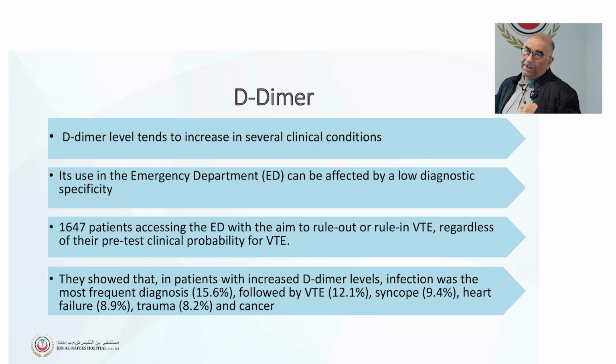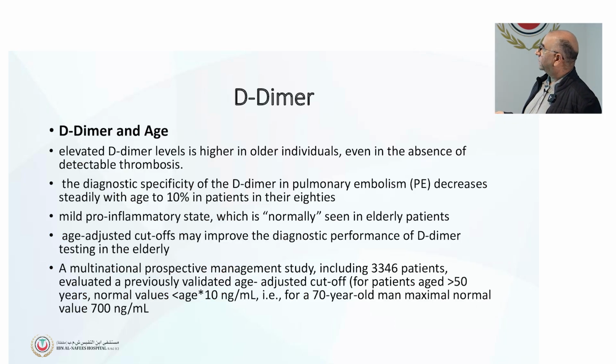For that reason, the specificity, especially in patients with acute illness, is low. So it's better to be used in other conditions. Why is it increasing? Because in these conditions there will be activation of coagulation factors. Any endothelial injury by surgery, by trauma, by disease will cause D-dimer to increase. So its utility for diagnosis in this condition is not good. We'll come to that.